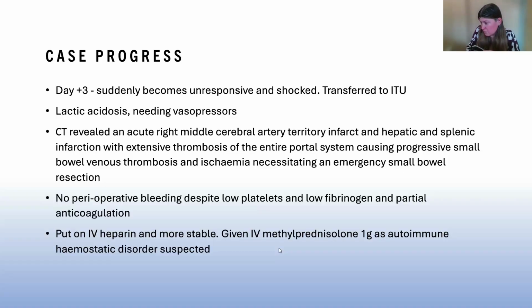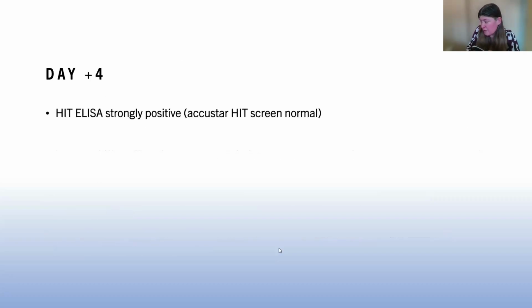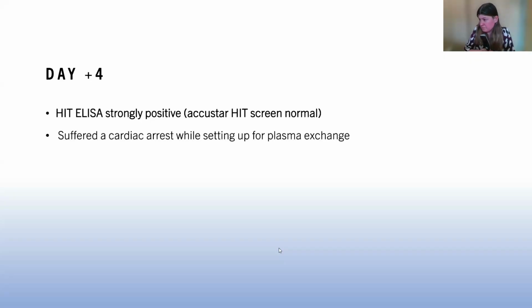She came back to ITU and was given a big dose of steroids because we thought there might be an autoimmune component to this, and was also put on IV heparin. Then she went on to have other investigations, and one of them was a HIT screen. So this is looking for anti-PF4 antibodies, and this was strongly positive. We know that the initial testing we do for HIT is often negative outside of the context of conventional HIT. So this test was done by a traditional ELISA methodology.